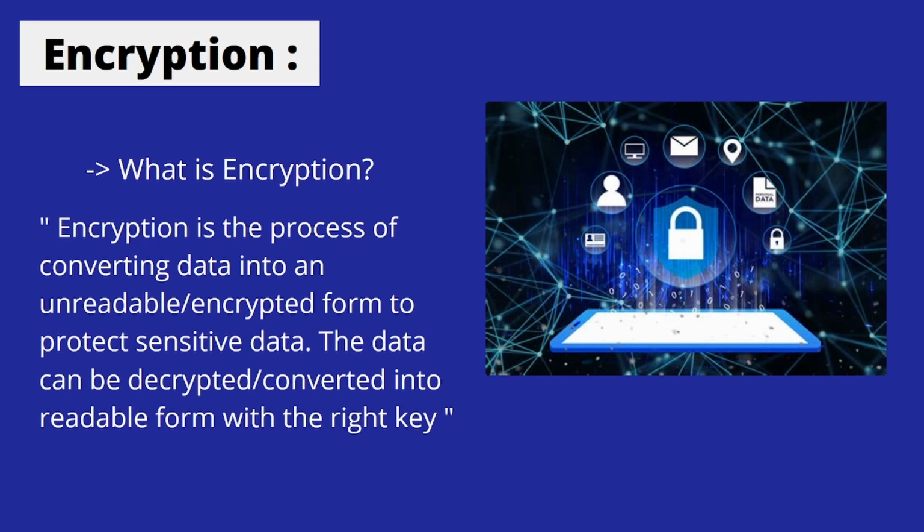Moving on, encryption. Now, what is encryption? Encryption is the process of converting data into an unreadable or encrypted form to protect the sensitive data. This data can be decrypted, or converted into readable form, with the right key. Basically, you lock it, and by locking the data, you convert it into an unreadable form. And the only way you can unlock it, that is convert it back into a readable format, is with a key.